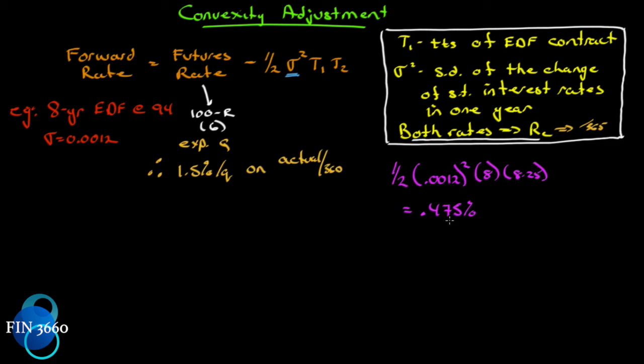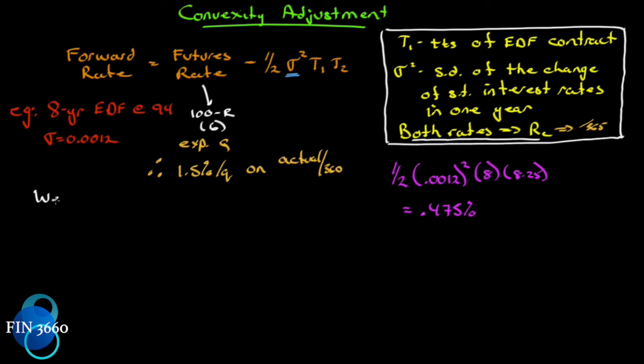The danger that you run into here is assuming that it's 6 minus 0.475. This is fairly straightforward to get because you're just reading off the variables that are given to you. You can't solve it unless you have some estimate for your standard deviation, right? So this is easy to figure out. Here, careful. That is expressed quarterly on an actual 360. We need to turn it into continuous compounding on an actual 365.